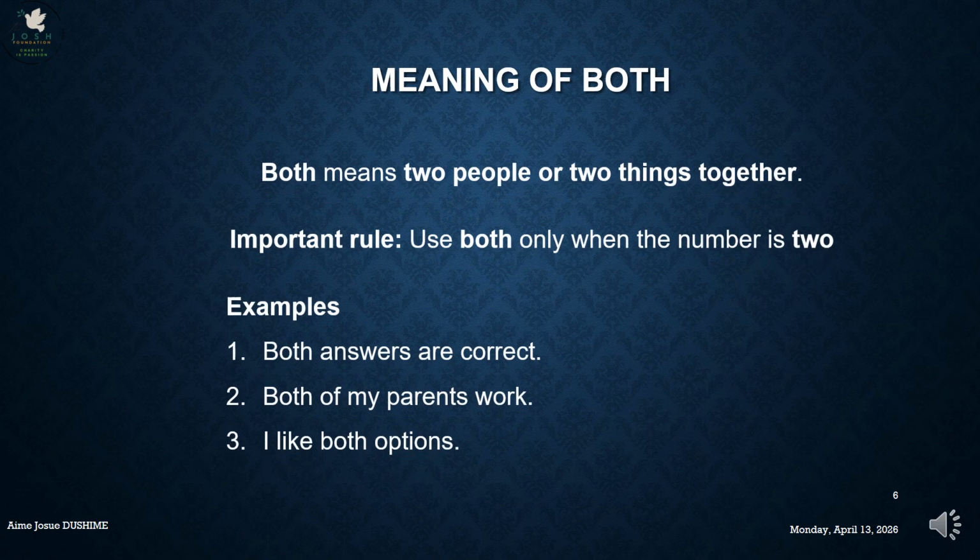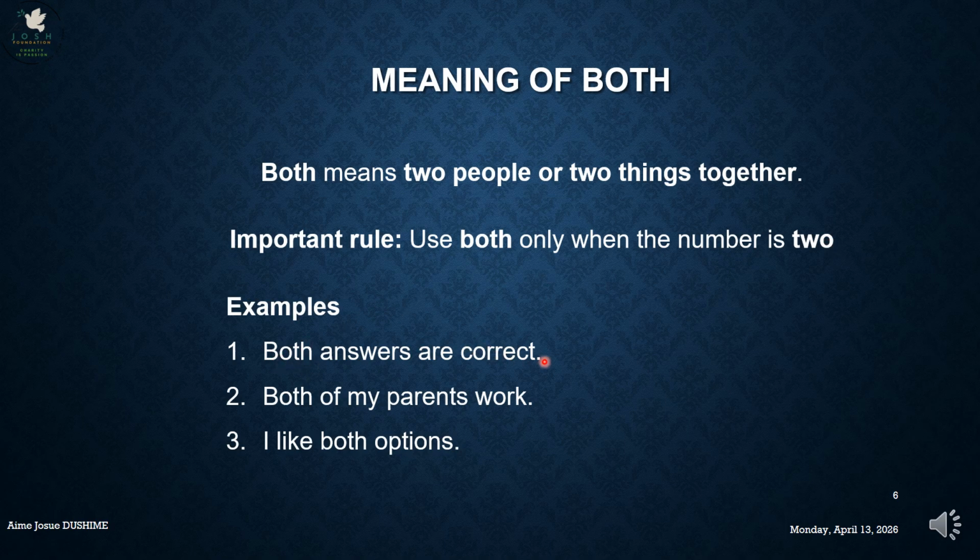Let's see the meaning of both. When you say both, it means two people or two things together. Understand this, it is only when we say two things or two people together that we use both. We use both only when the number of things or people we are talking about is 2. When the number is something other than 2, we can't use both. Both goes with only 2.